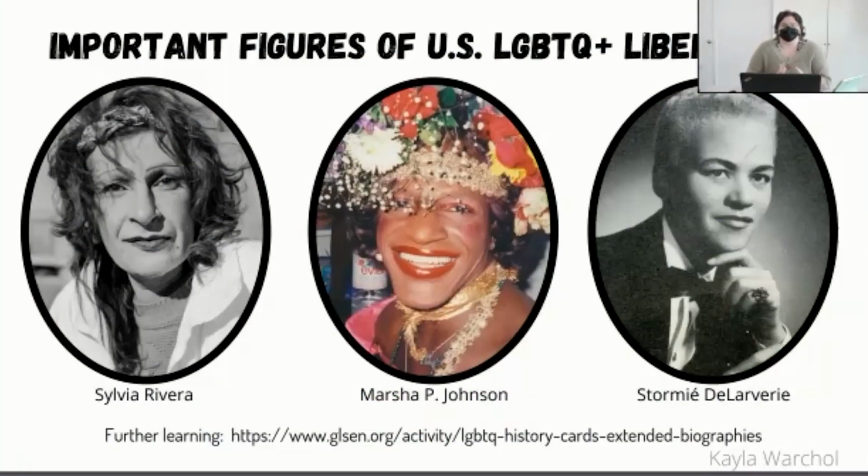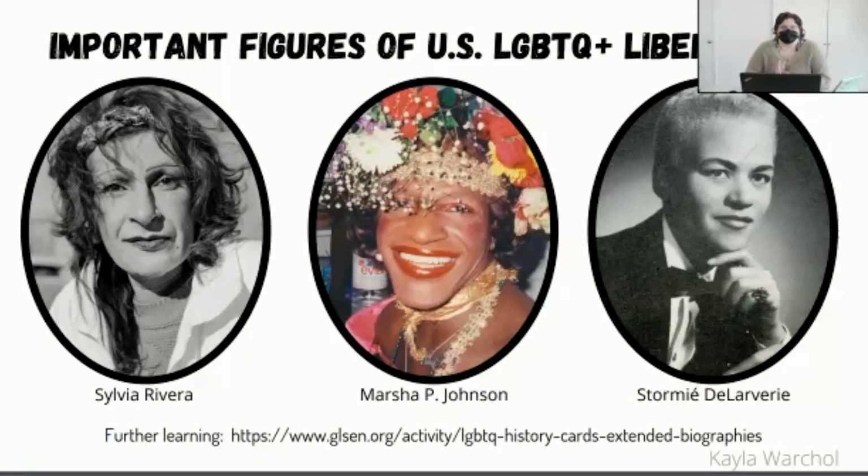Another thing that I think is really important when it comes to working with and learning about the LGBTQ community is figures of LGBTQ liberation in America. These are just a few of the faces of people that were directly involved in the Stonewall riots of 1969 and further activism work within the community until either the times of their death or even still today. That's Sylvia Rivera, Marsha P. Johnson, and Stormy Delavery. Both Sylvia and Marsha are seen as major players in, again, the Stonewall riots.